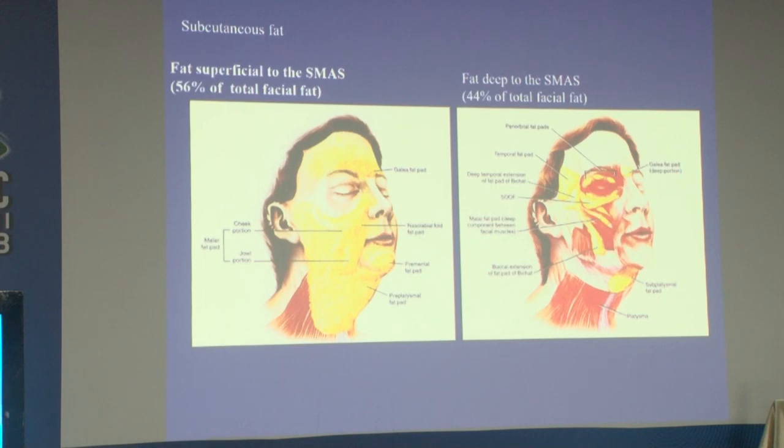So essentially, what is aging? Aging is a grape losing all its volume and becoming a raisin. So if you think of that analogy, you will understand that volumization is something that becomes critically important in making faces look younger.